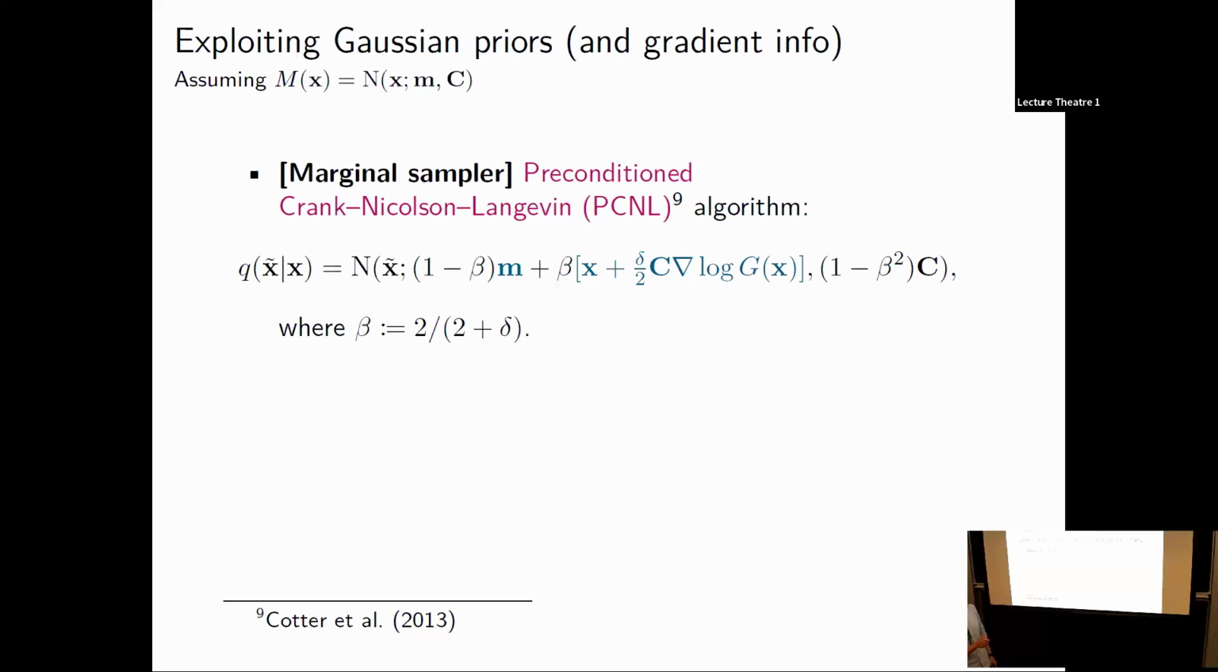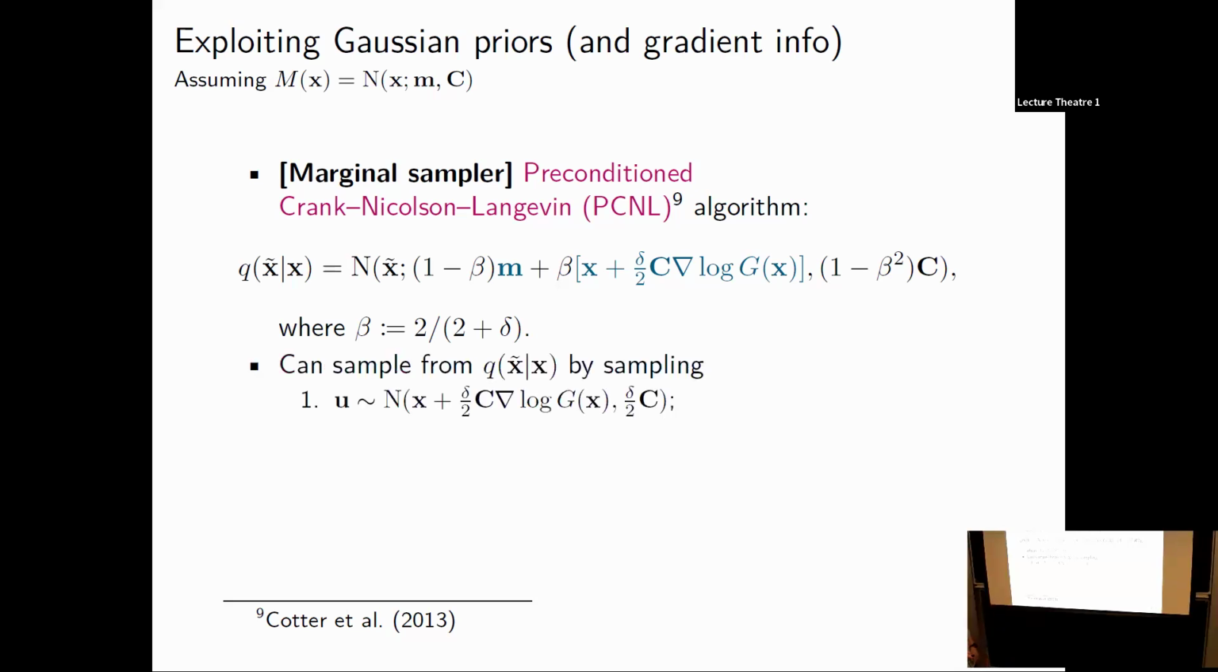Now, there are algorithms which try to combine both ideas, and one of them is the Crank-Nicolson-Langevin algorithm. Without discussing this in too much detail, if you just look at the proposal mean, you can see that if you look at beta here, it's kind of a mixture between the prior mean and a gradient-type local move. So it tries to combine both of these ideas in some way, which I don't want to discuss any more than that. And again, you can construct an auxiliary sampler.